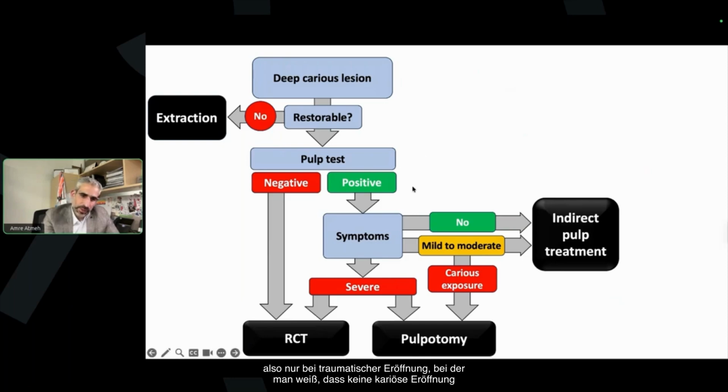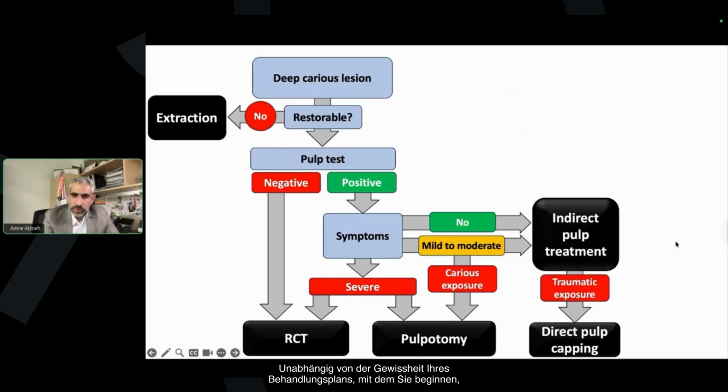And here you can see that I added an arrow for cases with severe symptoms, because still with recent evidence, there is more inclusion of cases with pulpitis to be treated with vital pulp therapy. So that could be an option at one stage, especially if you have the proper material that could push towards pulp repair and healing.